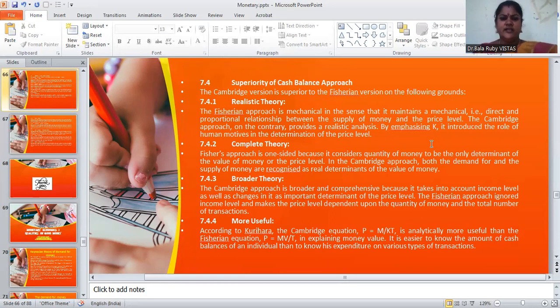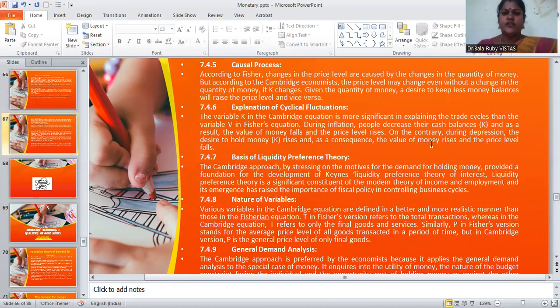Then the next reason is more useful. According to this, the Cambridge equation P is equal to M divided by KT is analytically more useful than Fisher's equation, that is, P is equal to MV divided by T. So in explaining money value, it is somewhat superior. It is much easier to know the amount of cash balances of an individual than to know his expenditure on various types of transactions. Right?